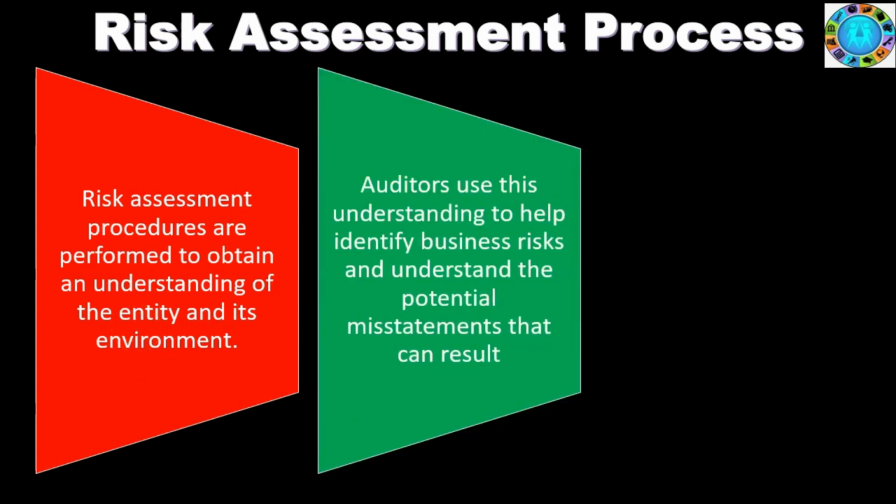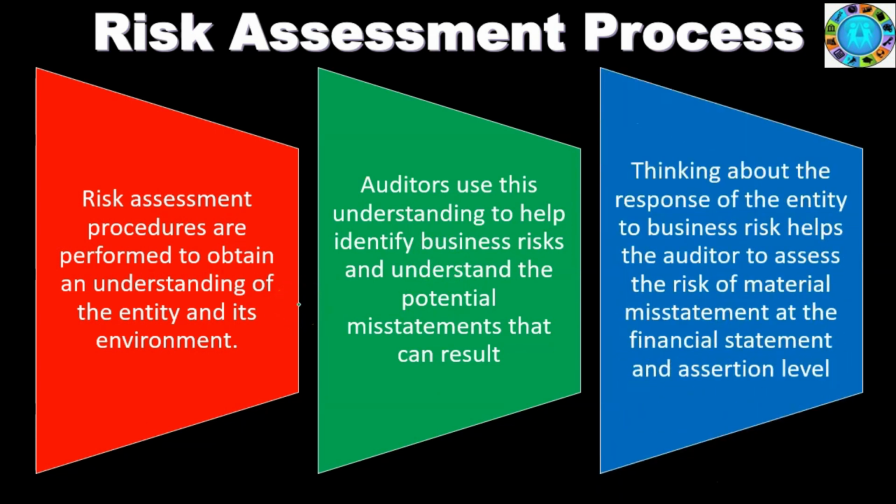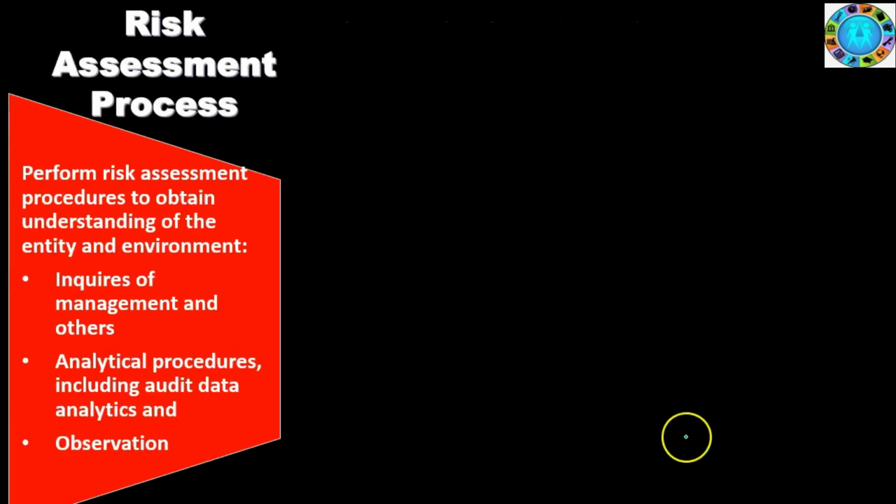Auditors use this understanding to help identify business risk. So of course, once we have this understanding, we're going to assess the business risk and understand potential misstatements that can result. Thinking about the response of the entity to business risk helps the auditor to assess the risk of material misstatement at the financial statement level. So we've got the business risk, and we want to think about how the entity responds to that business risk. That, of course, is going to help us to assess the material misstatement at the financial statement and assertion levels.